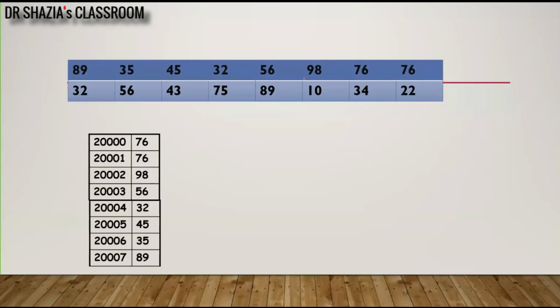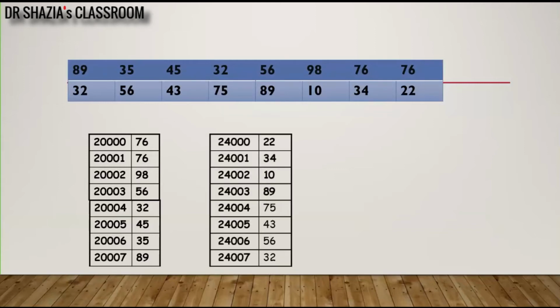Then 26298, 20,003, 56, and so on. Similarly, the next set of data will be stored at an address starting from 24,000. So at 24,000, the LSB byte, which is 22H, will be stored. At 24,001, the data stored will be 34H, and so on.